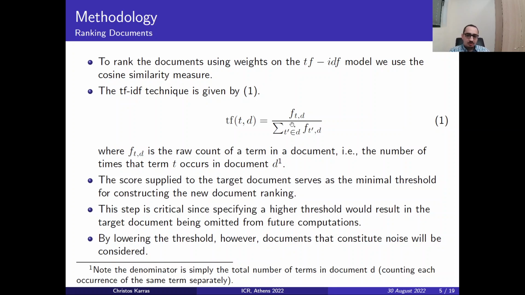So the score supplied to the target document serves here as a minimal threshold for constructing the new document ranking. This step is crucial, since if we specify a higher threshold, this would result in the target document being omitted from future computations we might perform later. By lowering the threshold, documents will include noise, and this will affect the results of the system. Therefore, we have to find an optimal threshold so as to create a system that operates smoothly and is robust.